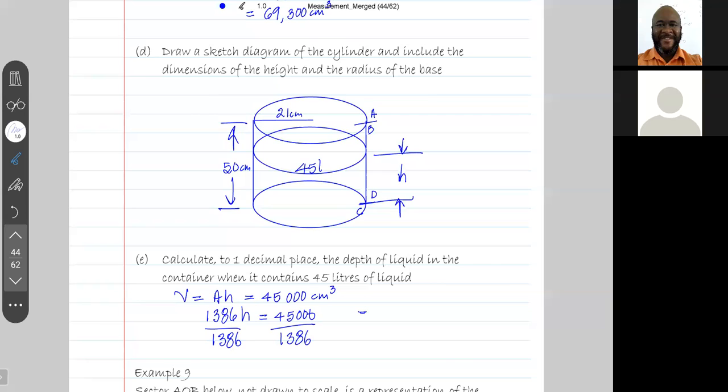I'm going to get the height of the liquid to be 45,000 divided by 1,386, and the answer is 32.5 centimeters. The height of the liquid in the container when 45 liters of liquid remains is 32.5 centimeters.